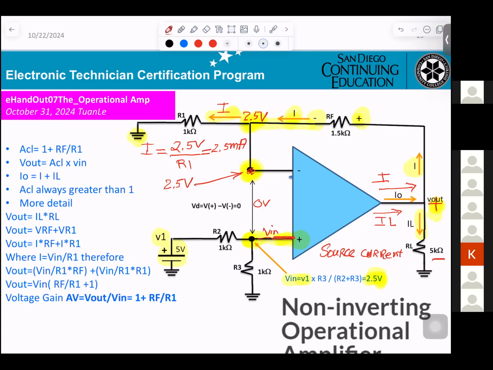So that's why you can see I out, the op amp current, will be equal to I plus IL all the time. Either they sink current or they source current. That means the source current is sent out of the op amp. If the op amp pulls the current in, that will be sink current.